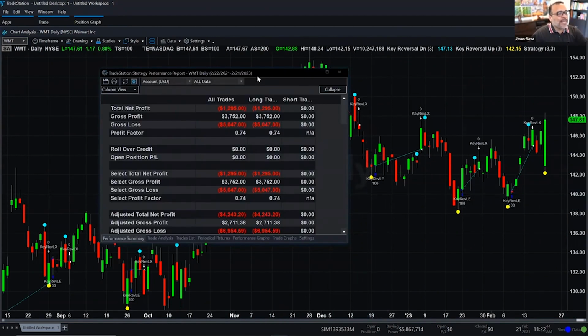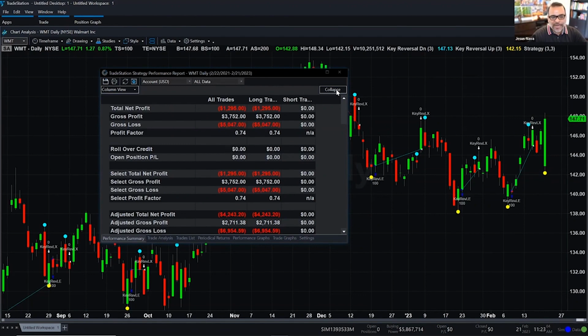And I can see that this is a 2-year historical back test. I always look here at the title bar of my strategy performance report, just so that I can confirm what historical period I'm looking at. This is a daily time frame, looking back 2 years. And how many trades were generated here?